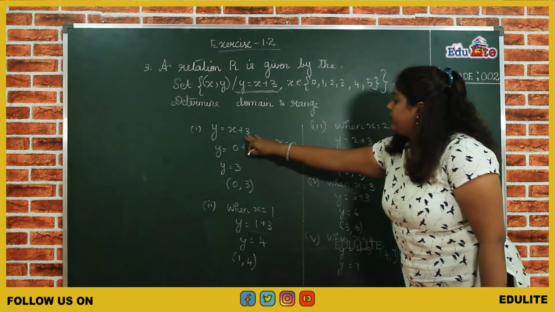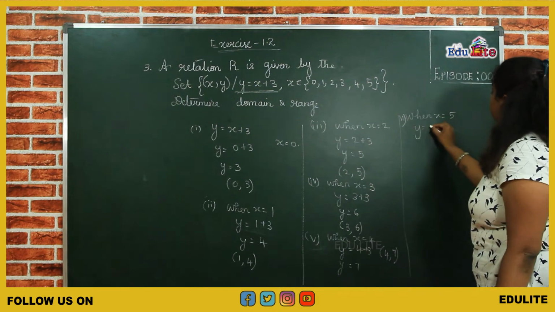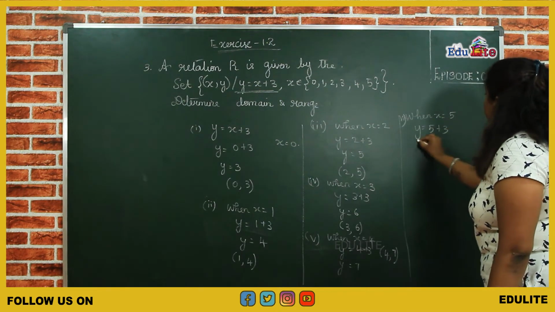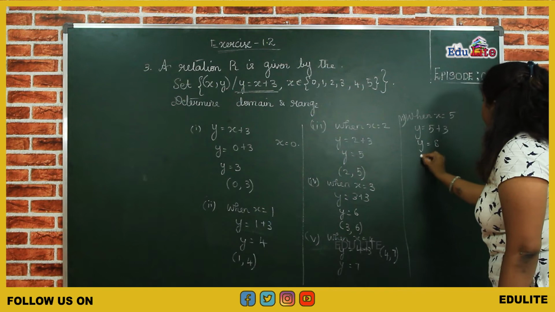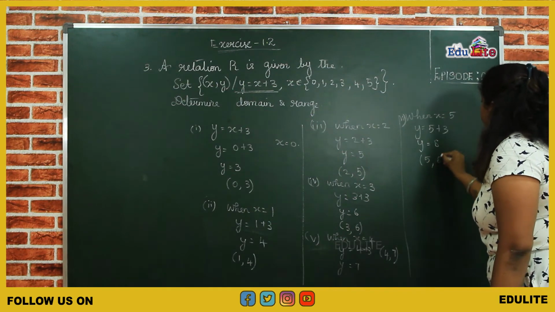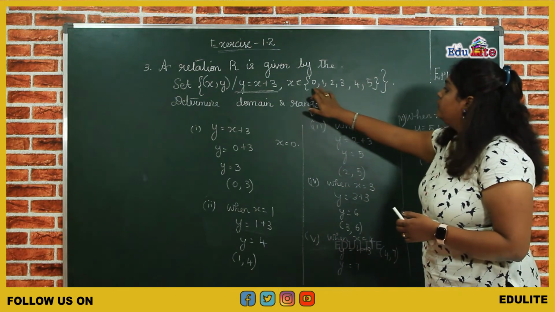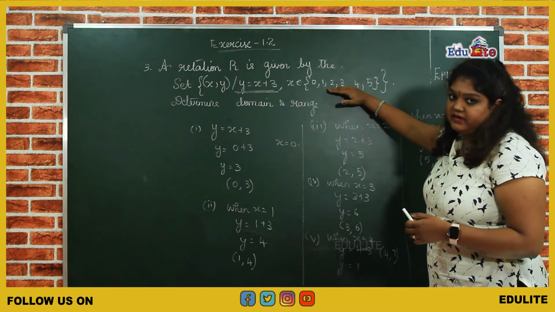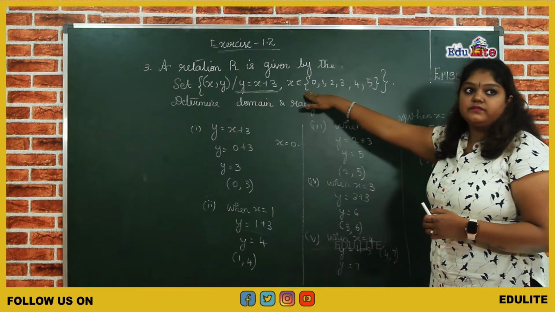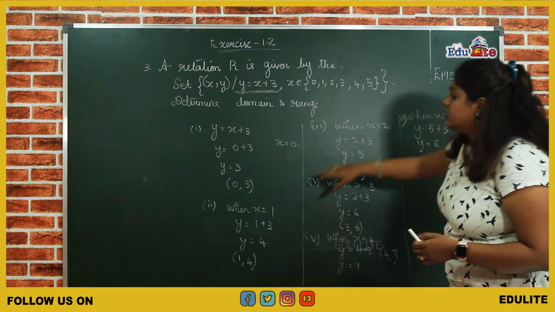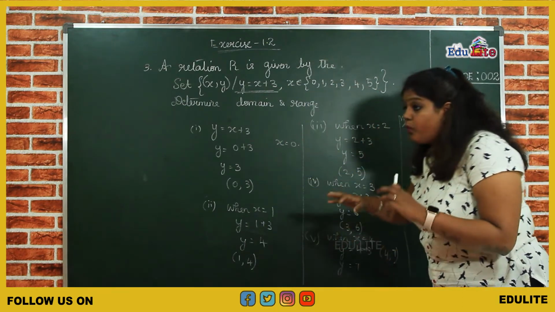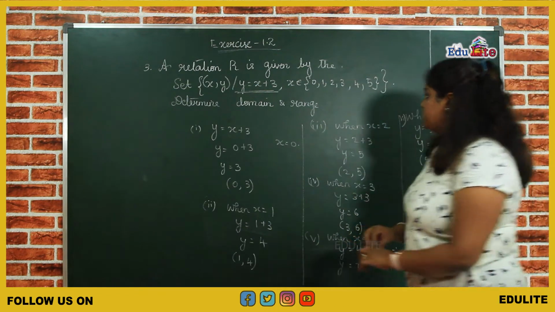Substituting in the same notation, we will get y is equal to 5 plus 3, y is equal to 8. So when x is equal to 5, we got the value of y as 8. As I already told you, the domain values are already given, which is the value of x. X varies from 0 to 5. So we found out the values of y when these x values are substituted.